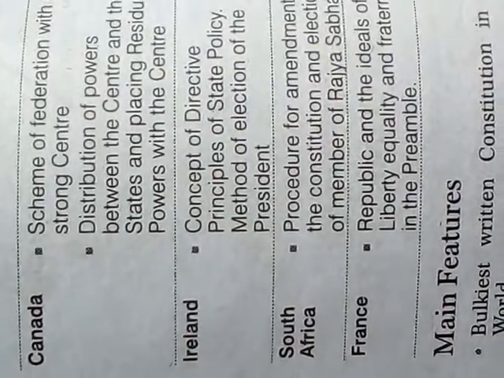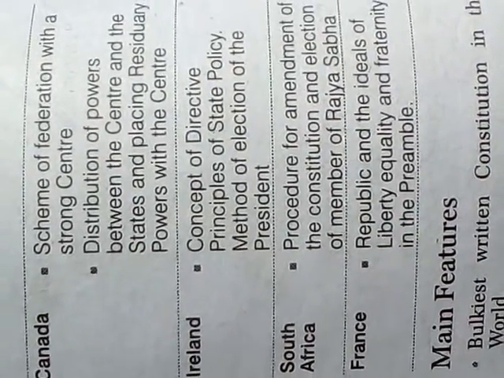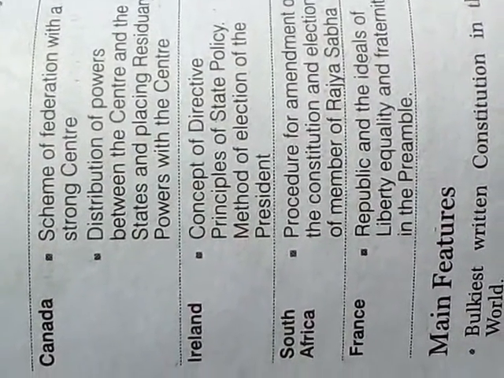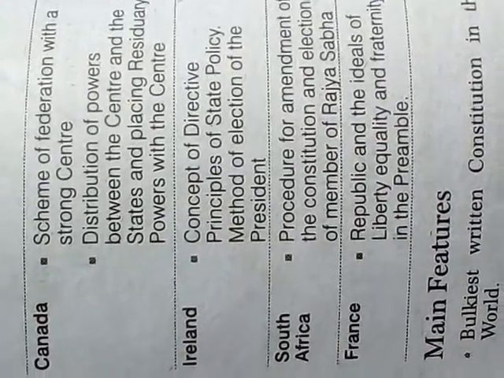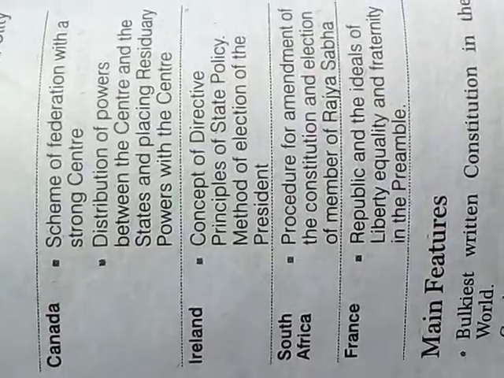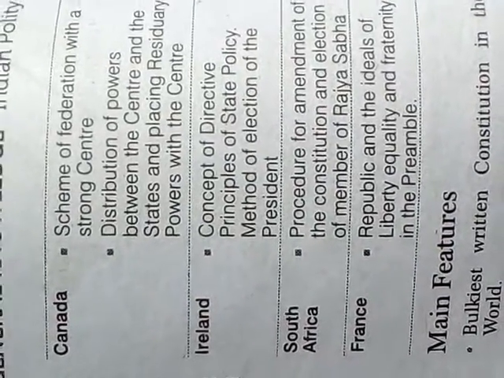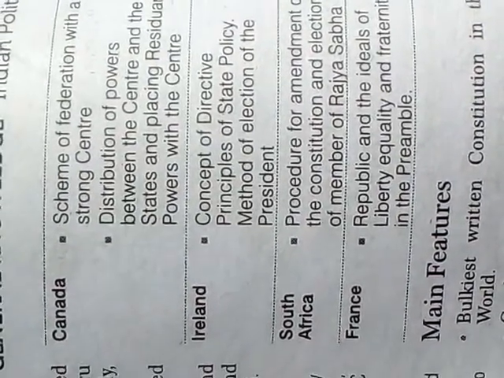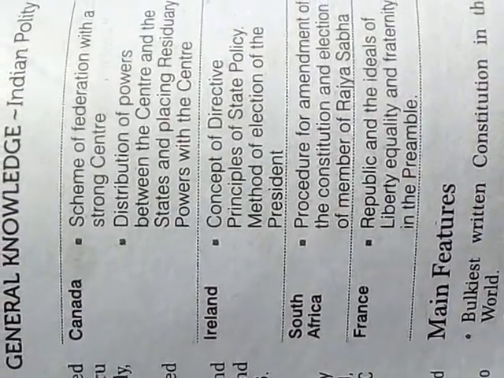From Canada, we borrowed a scheme of federation with a strong center, distribution of powers between the center and the states, and placing residuary powers with the center. From Ireland, the concept of directive principles of state policy and the method of election of the president.